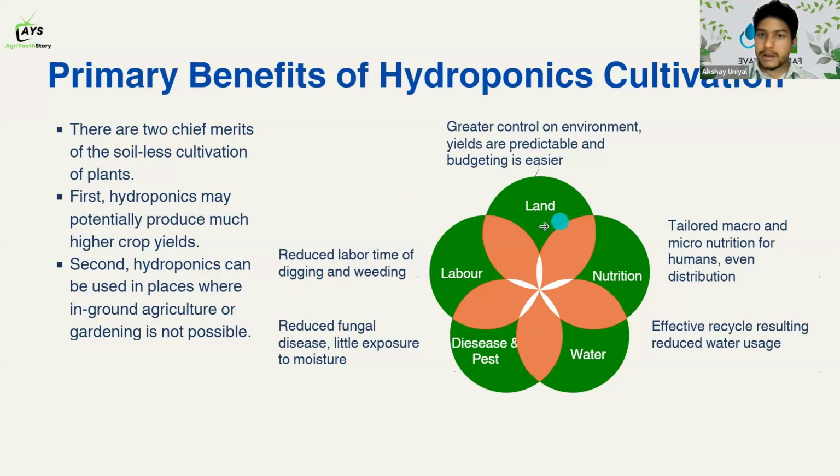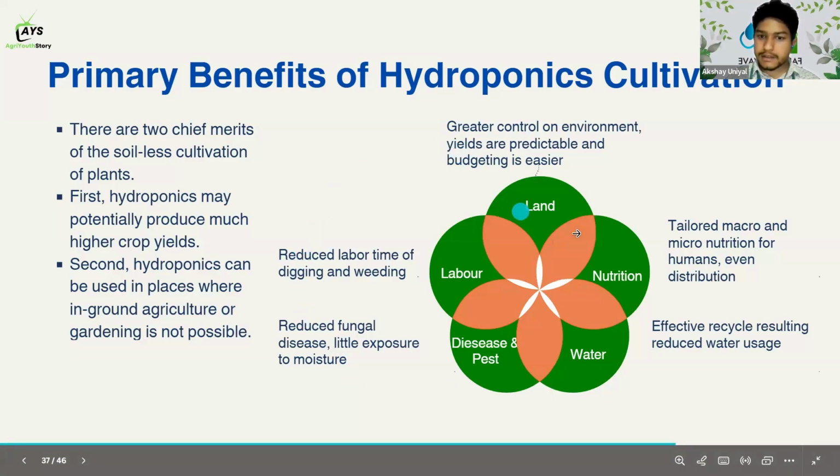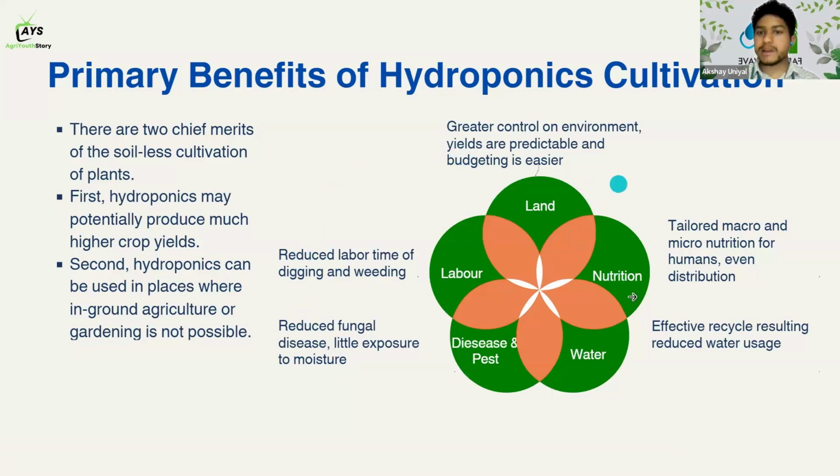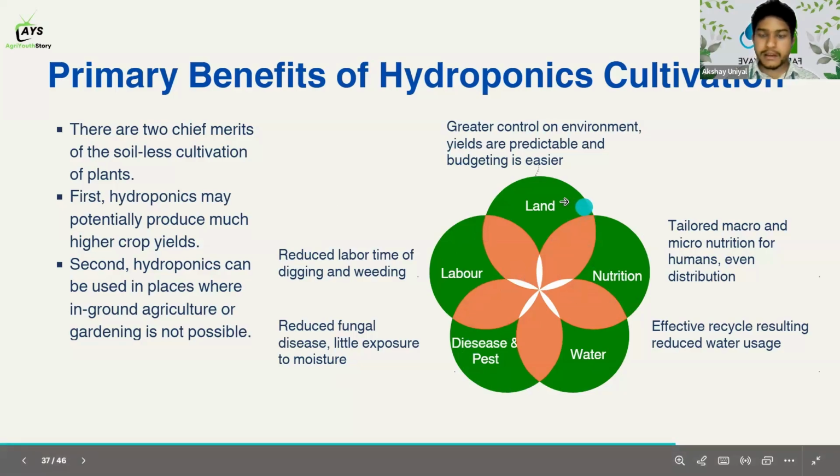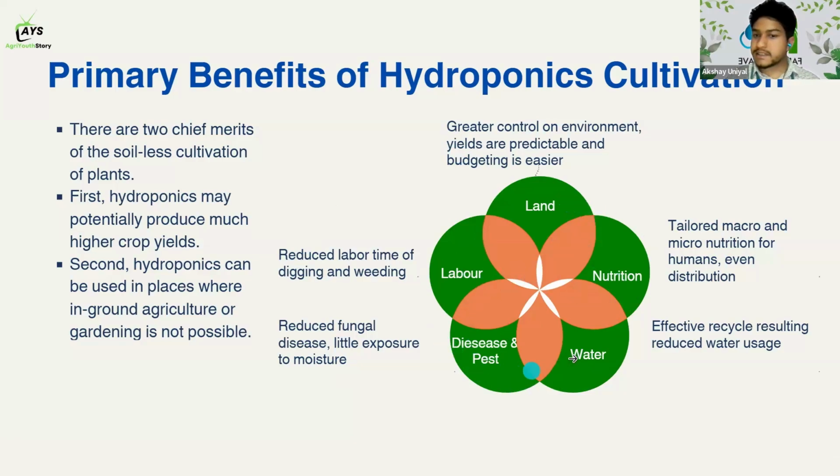Looking at this flowchart, I think it's very easy to understand that these are five different pillars of any kind of agriculture. Okay: land, labor, disease and pest, water and nutrition.